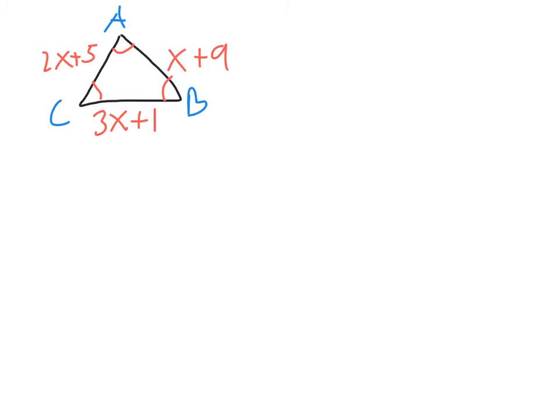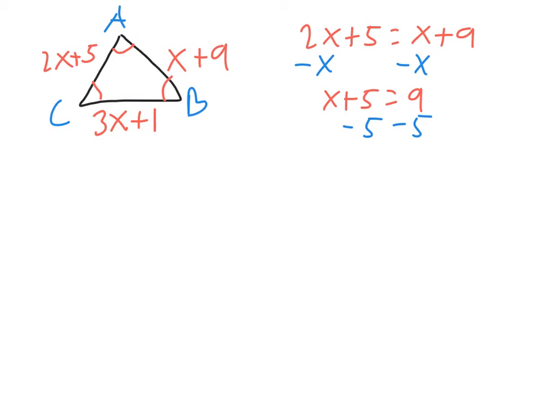So first, let's try to solve for x. Since all these sides are equal to each other, all we have to do is set 2 of these sides equal to each other, and we can find out what x is. So let's take any 2. I'll just take 2x plus 5 and set it equal to x plus 9, and then solve for x. So subtract x from both sides, and that'll give us x plus 5 equals 9, and then subtract 5 from both sides, and that'll give us x equals 4. So we know x is 4.